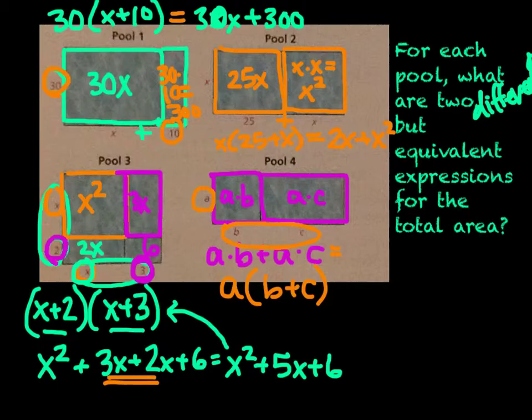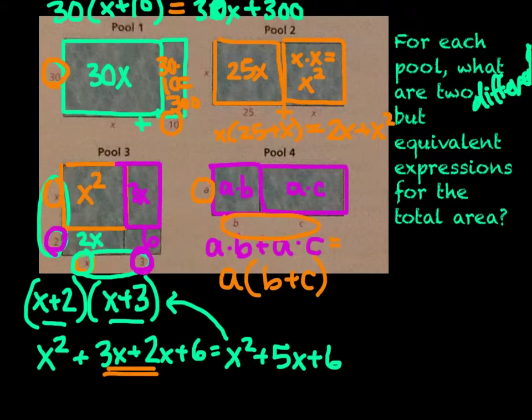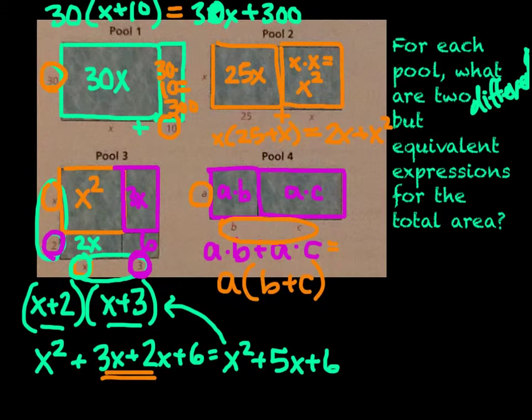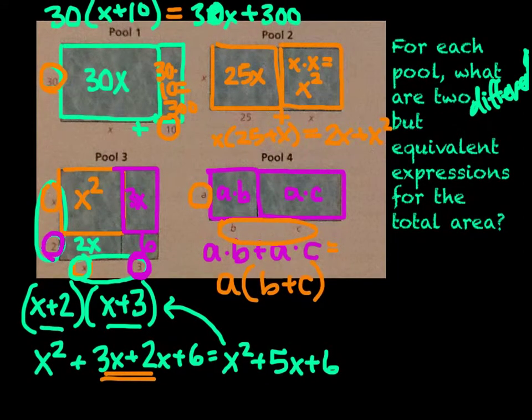So those are 4 different pools and 4 different ways to show the distributive property, as well as the factored form of an equation and the expanded form of an equation. Factored form, expanded form, factored form, expanded, factored, expanded.